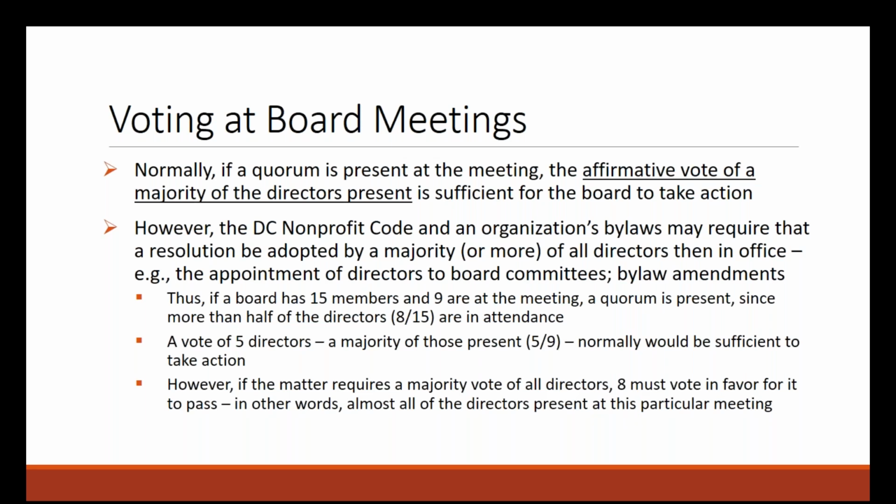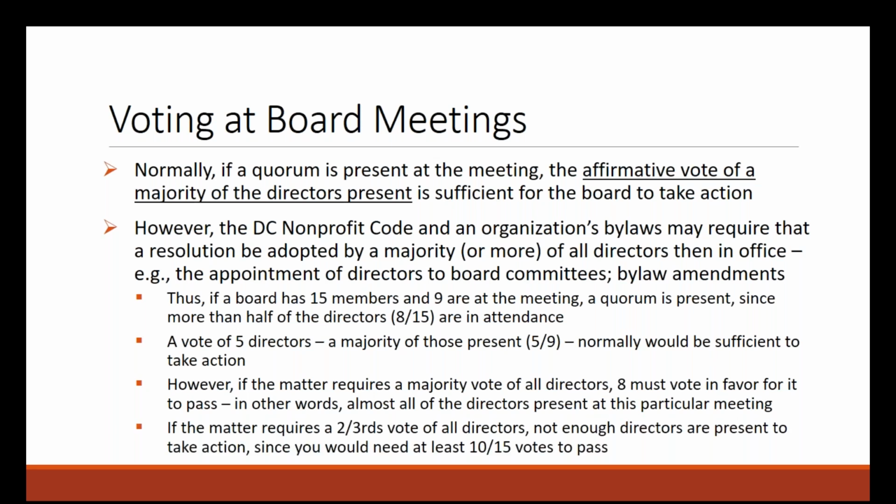However, if the matter requires a majority vote of all directors, 8 must vote in favor for it to pass. In other words, almost all of the directors present, 8 out of 9, at this particular meeting would have to vote to pass that kind of vote. If the matter requires a 2/3 vote of all directors, then not enough directors are present at this meeting to take action, since you would need a minimum of 10 out of 15 votes to pass, and you only have 9 people in the room. So that's how this can break down.